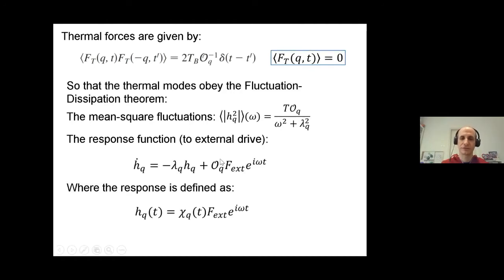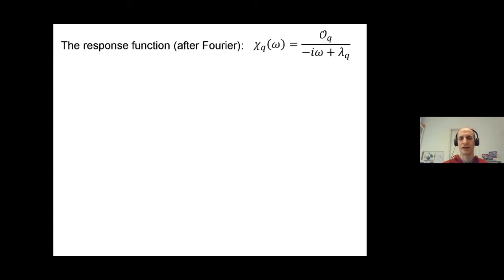And to calculate the response, we actually add an external drive, which is driven at a certain frequency, and we define the response function as the function that connects the deformation that you get per given external force driven at that particular frequency. So with this definition and the equation of motion, one can immediately calculate this Fourier transform of this response function.